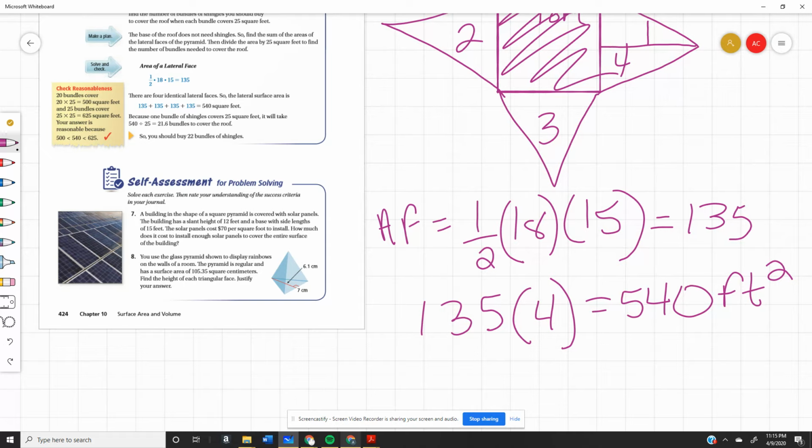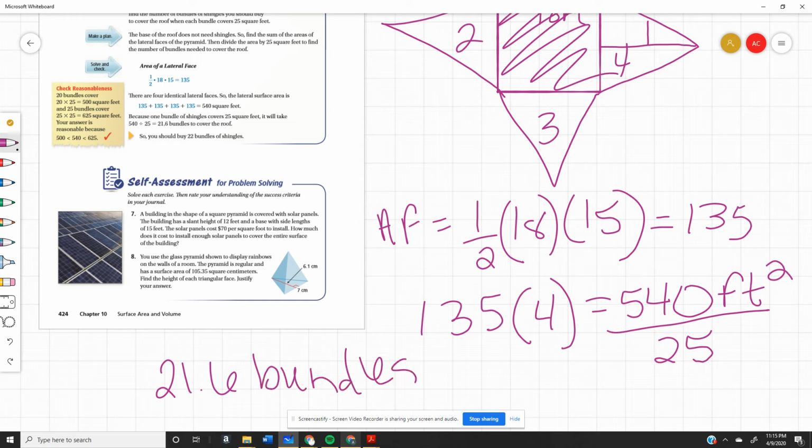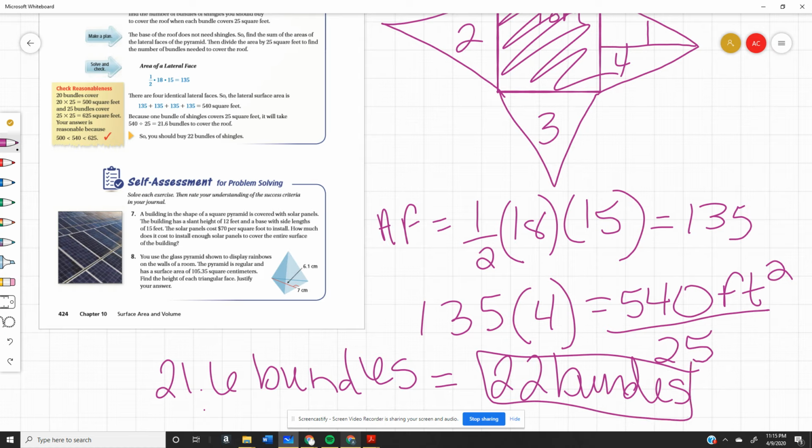Now remember, each bundle of shingles that I buy covers 25 square feet. So what I'm going to do is divide this by 25. When I divide it by 25, I get that I need to buy 21.6 bundles. Here's the problem. Can I buy 21 and 6/10 of a bundle? No, they come bundled up together, so I have to buy 22 bundles all together. Okay?